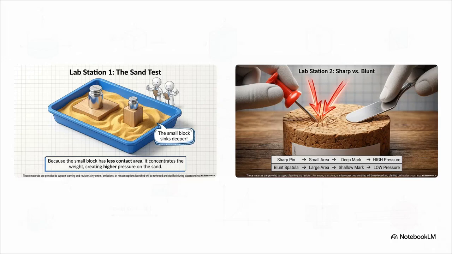Let's see this golden rule in action at the lab stations. In our sand test, a smaller block sinks so much deeper because its smaller area concentrates the weight, creating way higher pressure. Or think about a sharp pin easily piercing a tough piece of cork, compared to a blunt metal spatula that just leaves a shallow little mark. That pin's tiny area generates a massive amount of pressure with almost zero effort. It's really cool to see.